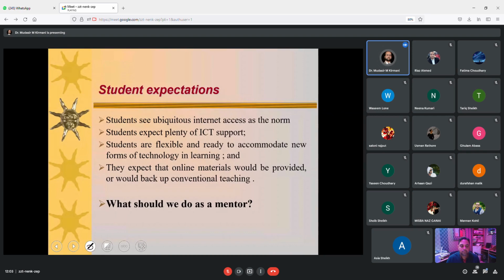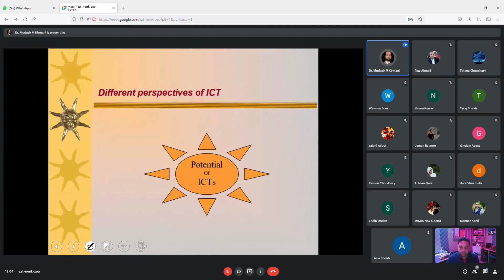So students do expect that this virtual mode is actually a substitute to the conventional method of teaching, which is not. The conventional method of teaching will always be at high priority, but this virtual mode is helping us. It's rather facilitating the process of learning. This question, what I have mentioned over here, that what we should do as mentors, I'll come to that after some time.